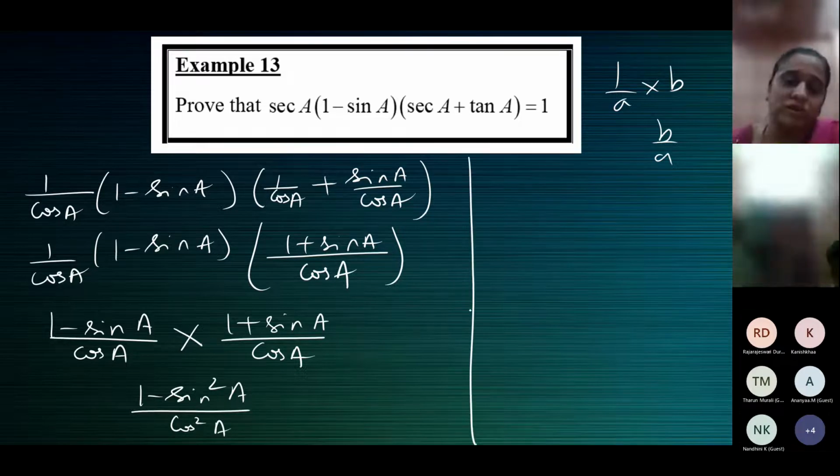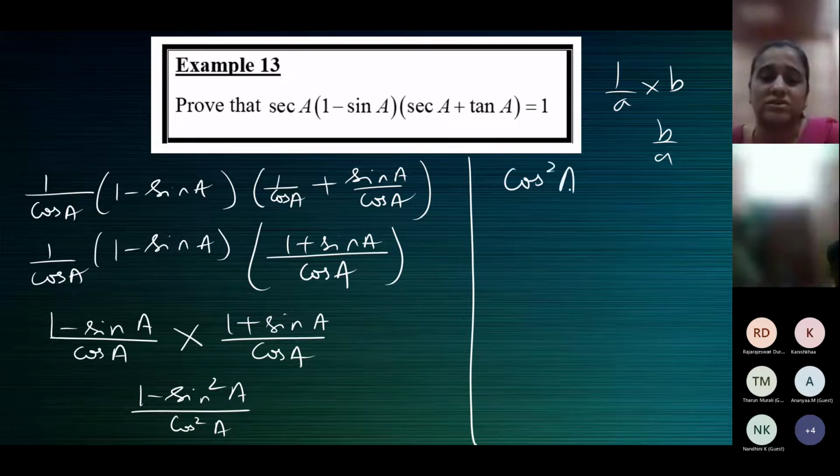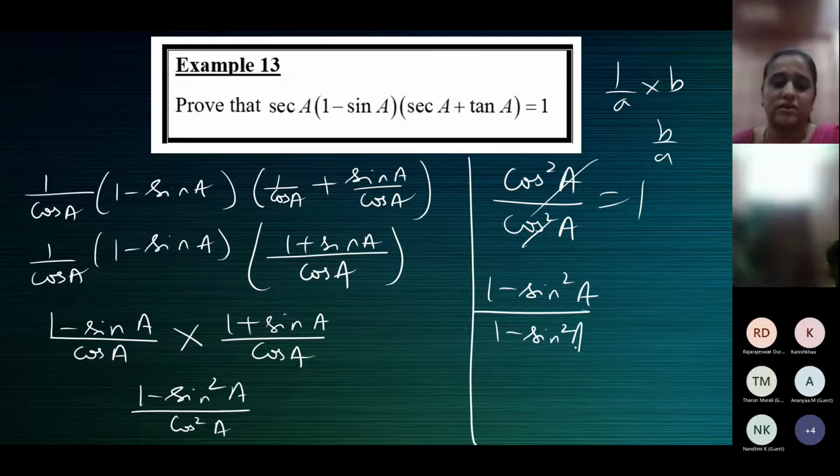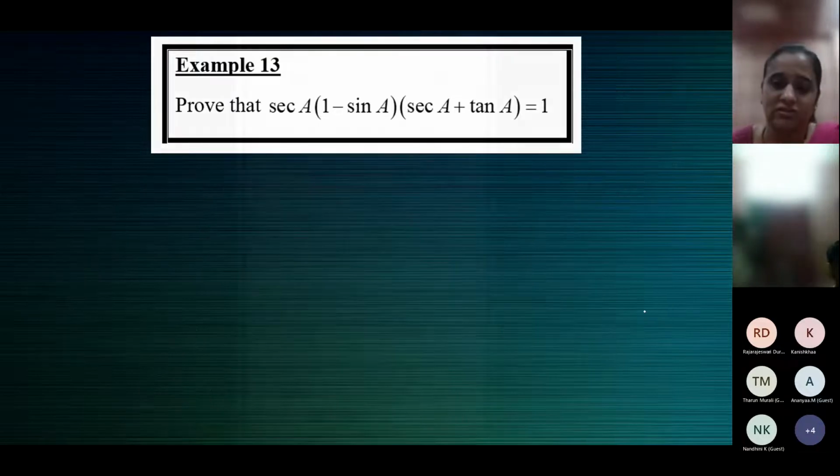Now you can do two things. Either you can write 1 minus sine square A as cos square A by the identity, divided by cos square A, which cancels and gives 1. Or you can write the numerator 1 minus sine square A as it is and write cos square A as 1 minus sine square A by the identity. Anything is fine. So they get cancelled and it's equal to 1, which is the RHS.